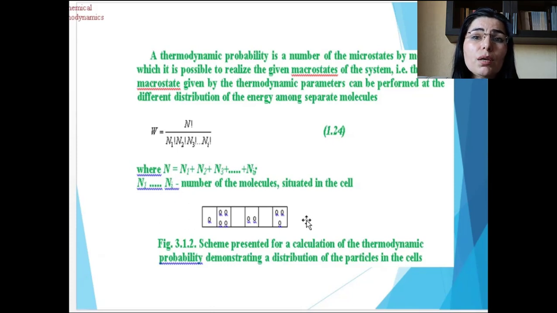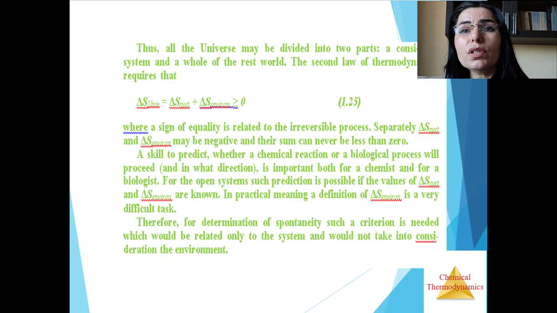And you see in this picture a scheme presented for a calculation of the thermodynamic probability, demonstrating a distribution of the particles in the cells. The fact that W is increased in spontaneous processes and reaches a maximum at equilibrium makes entropy an extraordinarily convenient and important quantity. From this point of view, a spontaneous process in an isolated system proceeds with an increase of entropy, and at equilibrium, when a microscopic irregularity of the system is maximum, entropy reaches a maximum value as well. Therefore, spontaneous processes always run in the direction from a less probable state to a more probable one. Thus, entropy is a measure of the disarray of the system.